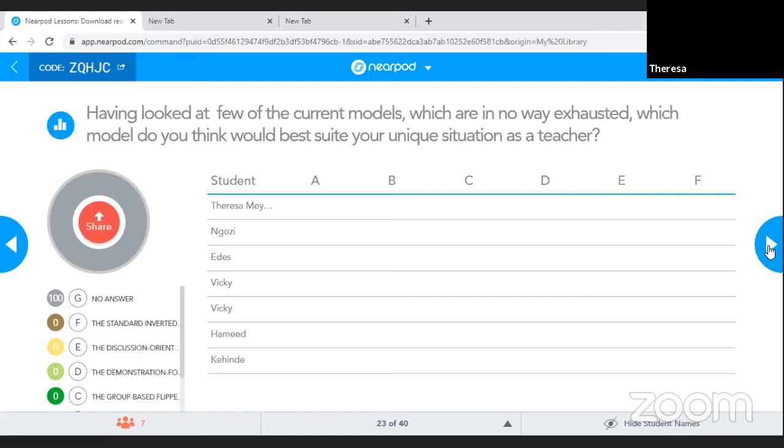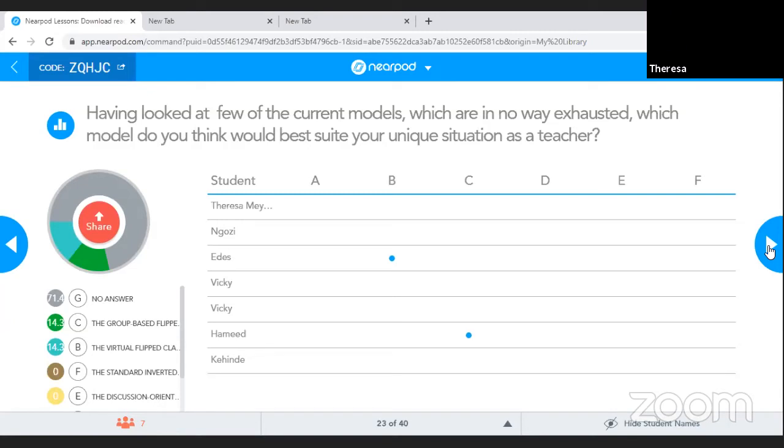Do you think flipping the teacher model, the virtual flipped classroom where we are moving towards as teachers these days, the group-based flipped classroom? Maybe you like the demonstration-focused flipped classroom, the discussion-orientated classroom, or maybe the standard inverted classroom. Kindly, colleagues, if you will just choose one for us, just one that resonates with you. Which one do you think suits your needs or your unique situation as a teacher at this stage? Please know there's no right or wrong answer.